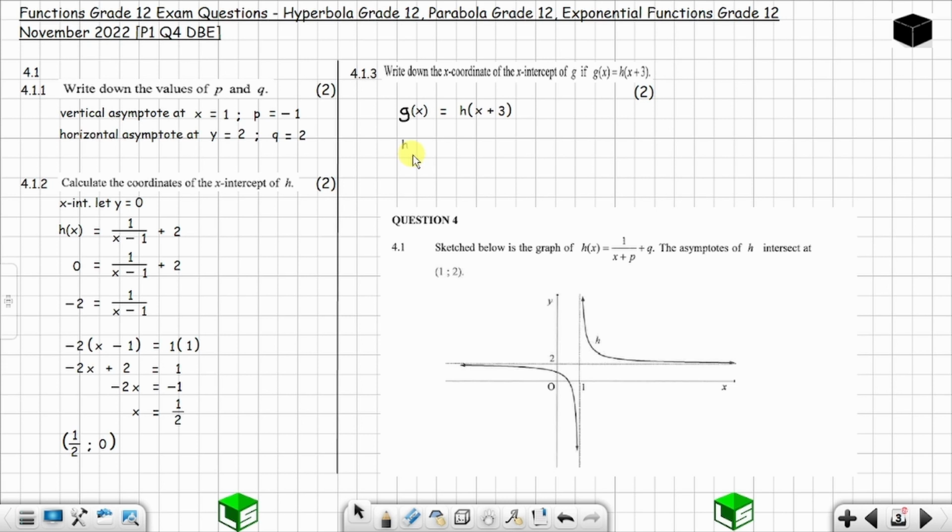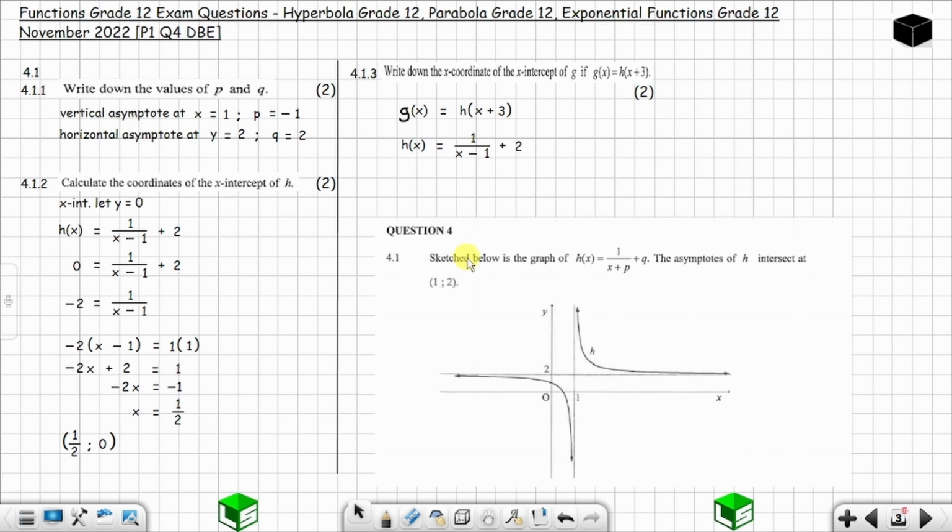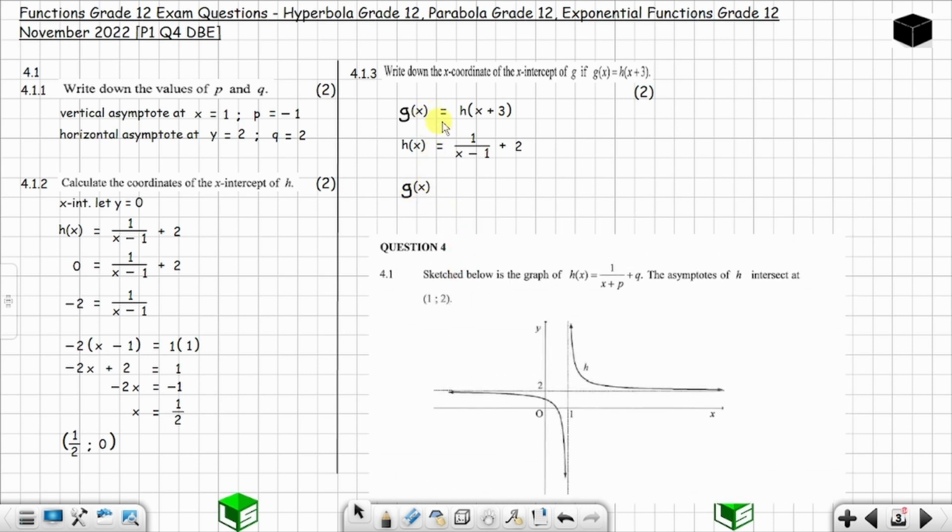You know that h of x is equal to this, from the previous question. G of x is equal to h of x plus 3. To get g of x, you substitute x plus 3 wherever you see x. So let's get g of x. Substitute x plus 3 inside h of x wherever you see x to get g of x.